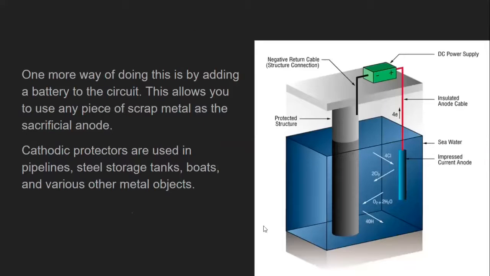One more way of doing this is by adding a battery to the circuit. This allows you to use any piece of scrap metal as the sacrificial anode. So the battery will take electrons from the scrap metal and it will send them to the protected structure. Cathodic protectors are used in pipelines, steel storage tanks, boats, and various other metal objects.